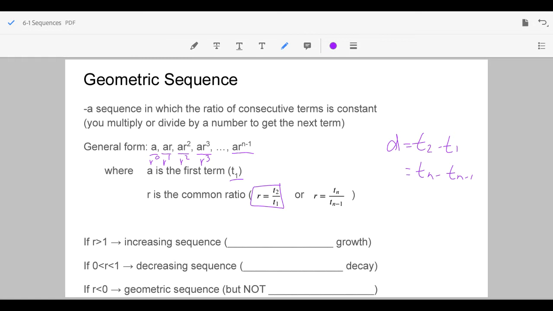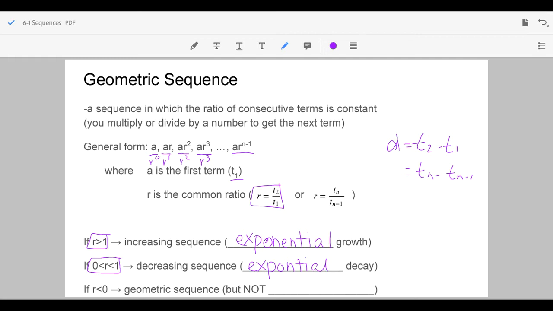And we'll make a note here that if r is greater than 1, meaning you're multiplying by a number greater than 1, this is exponential growth. If r is between 0 and 1, so it's a decimal or a fraction between 0 and 1, it's exponential decay.